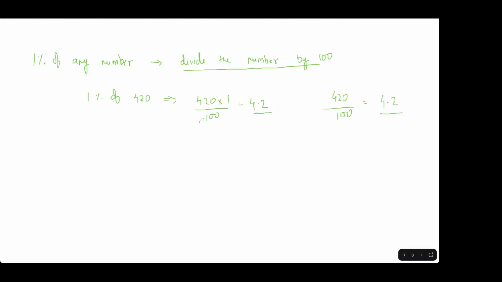Is this clear? Now let's take 5% of any number. What you will do is divide the number by 20.